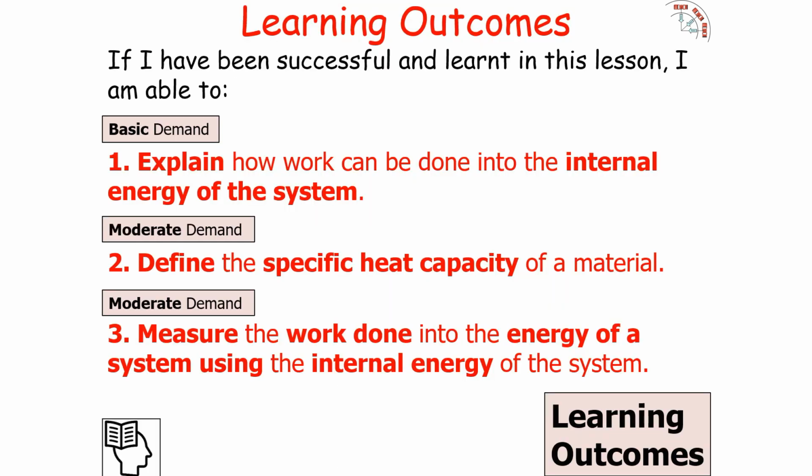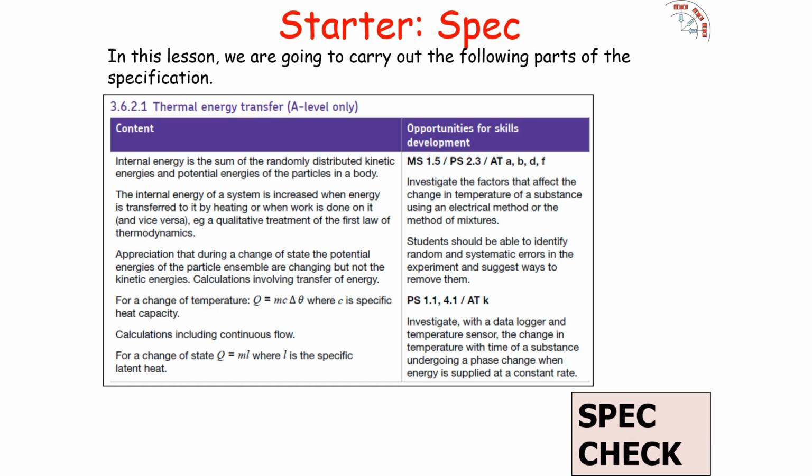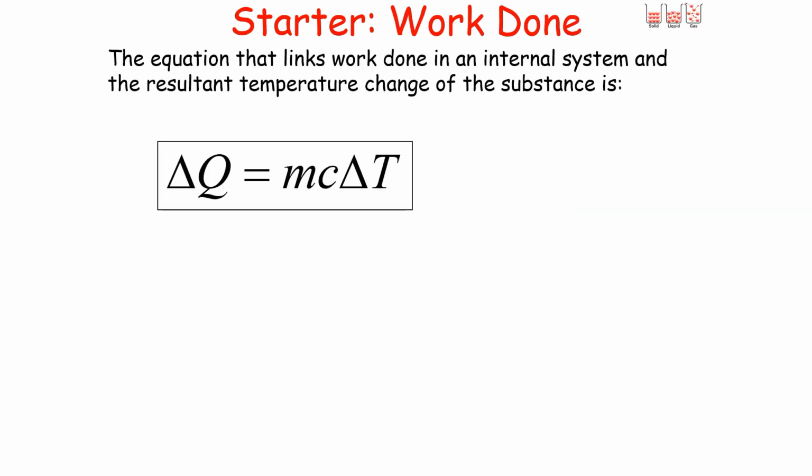So if we've been successful and learnt in today's lesson, we should be able to explain how work can be done into an internal energy of a system. We can define the specific heat capacity of a material, then we can look at ways to measure the work done into the energy of a system using the internal energy. So we're going to look at the following part of the AQA A-level physics specification, 3.6.2.1 thermal energy transfer.